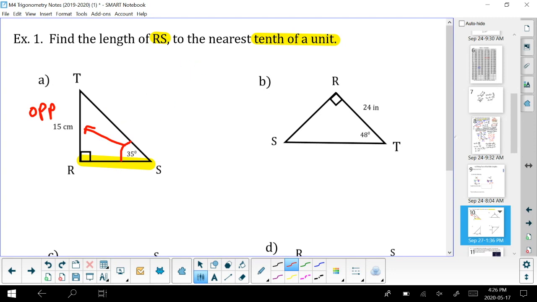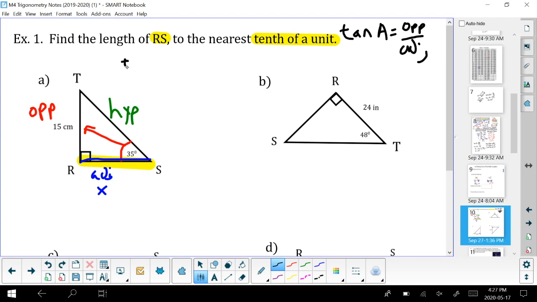And since we are using the tangent ratio, let's go ahead and rewrite it up here: tangent of angle A is equal to the opposite side over the adjacent side. Like always, I know that my hypotenuse is directly across from my right angle, which is right here. So that means that side RS is actually my adjacent side. And since I don't know what that side is, let's call that x.